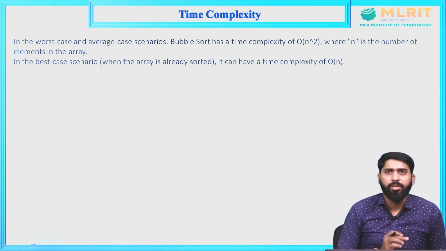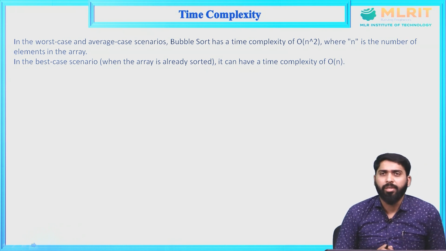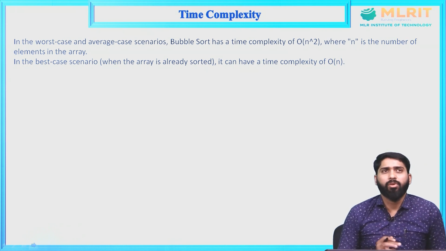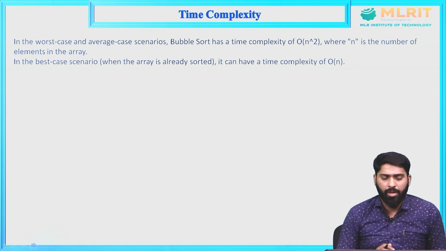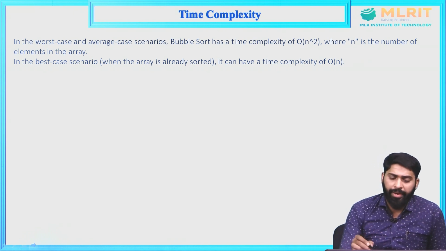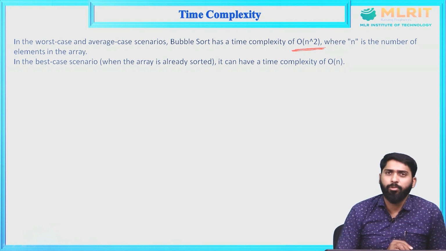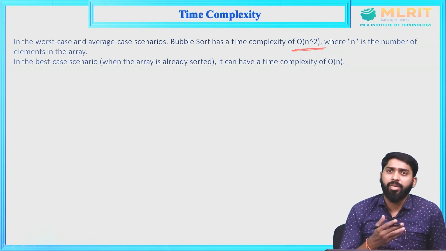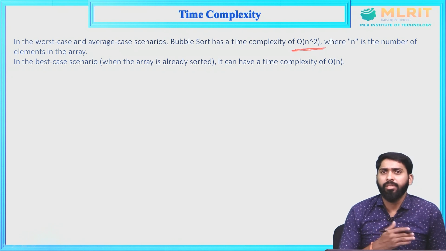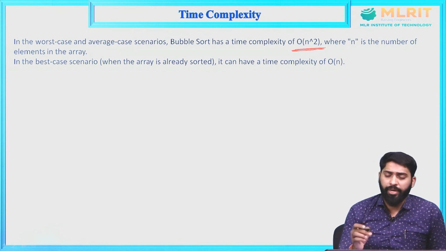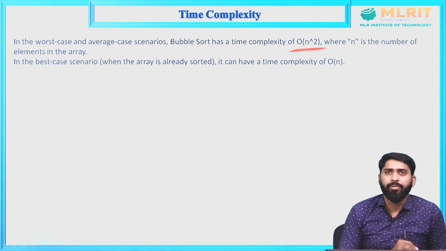Okay. So coming to time complexity. In the worst case and average case scenario, bubble sort has a time complexity of big O of n square. So why? How many loops do we have? 2 loops. One is the outer for loop, another one is the inner for loop. So it is big O of n square, where n is the number of elements in the array.